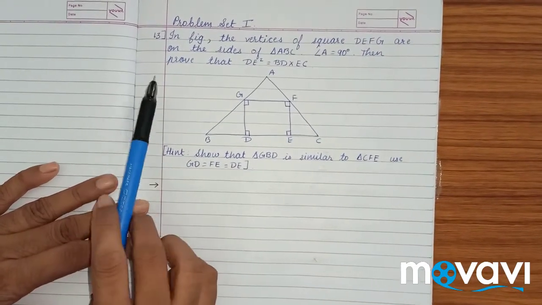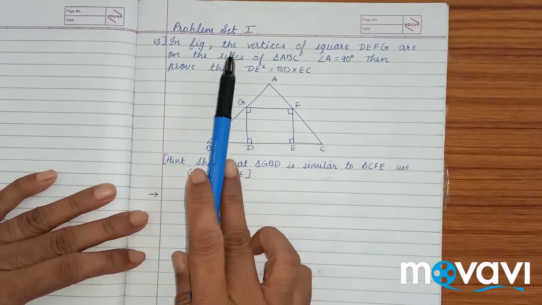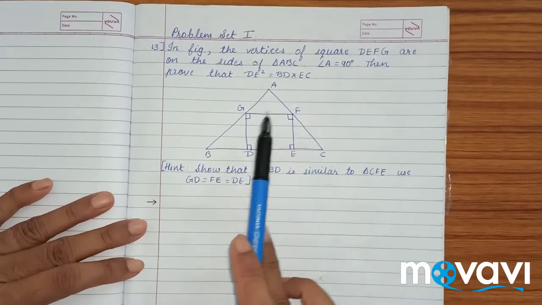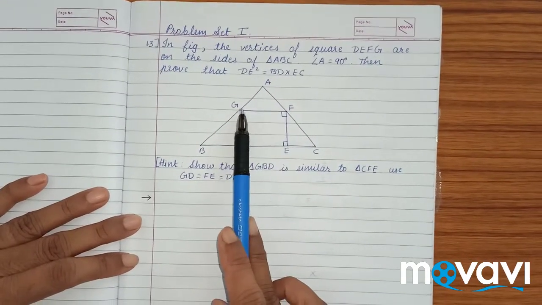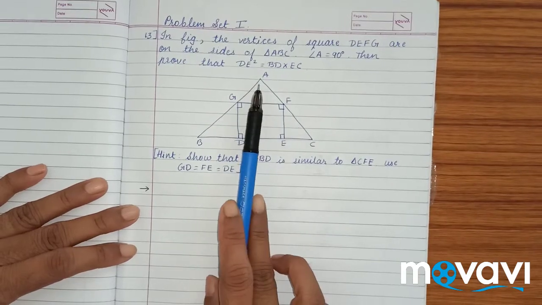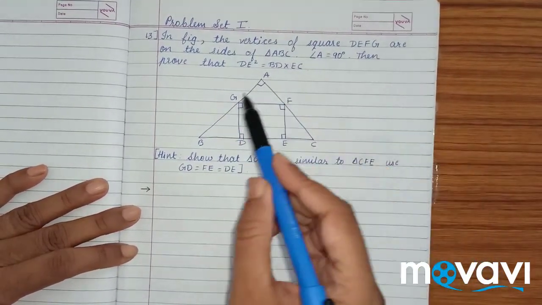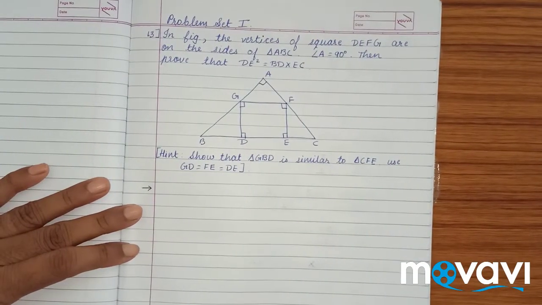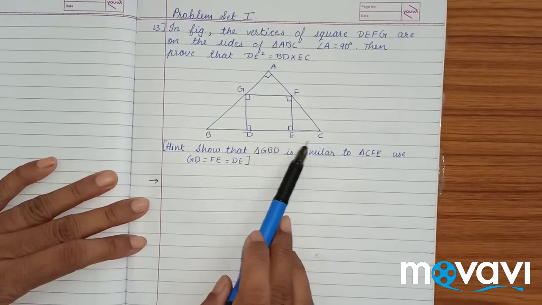So we are solving the last example from problem set 1. In the figure, the vertices of square DEFG are on the sides of triangle ABC. Angle A is 90 degrees. This is given as 90 degrees. Then prove that DE square is equal to BD into EC.